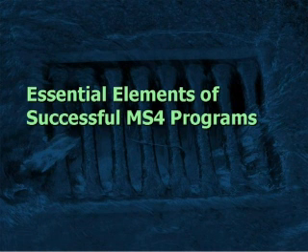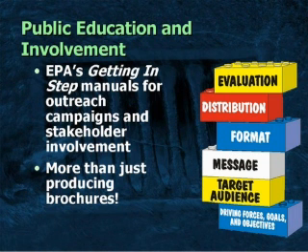So the first one, we're going to talk about public education and involvement together, the first two minimum measures. If you've been paying attention to our webcast series, you know that EPA has two manuals called the Getting in Step series. One is for outreach campaigns, and the other is for stakeholder involvement. Those provide you with a very good framework for developing and implementing an outreach campaign that will really get results. As we said here, doing this effectively is more than just printing some brochures and throwing them on a desk and hoping that people pick them up. We're really looking for some changes in the landscape.